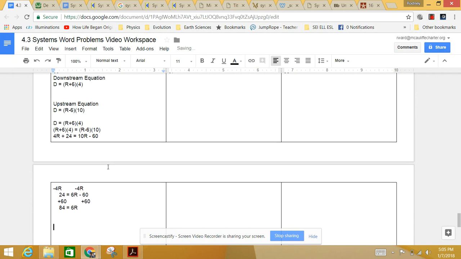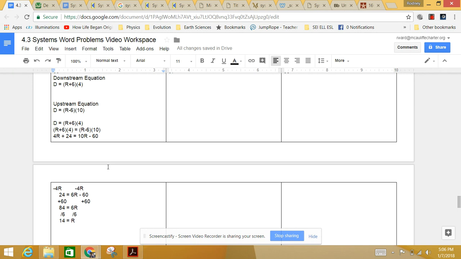And I divide both sides now by 6. I'll isolate r, because the 6r will become just r. And 84 divided by 6. Well, if you remember that 12 times 7 is 84, that means 6 times 2 times 7 is 84. So 84 divided by 6 is 14. So my rate as a canoer in still water is 14 miles per hour, which is pretty good.